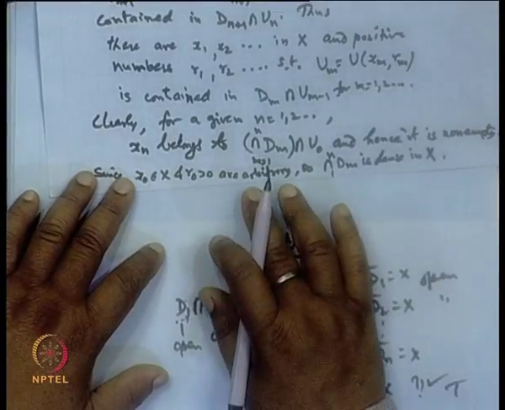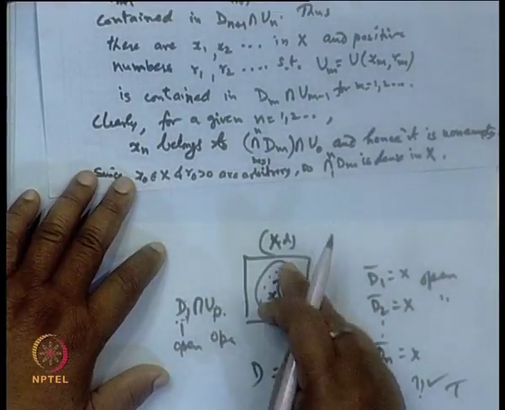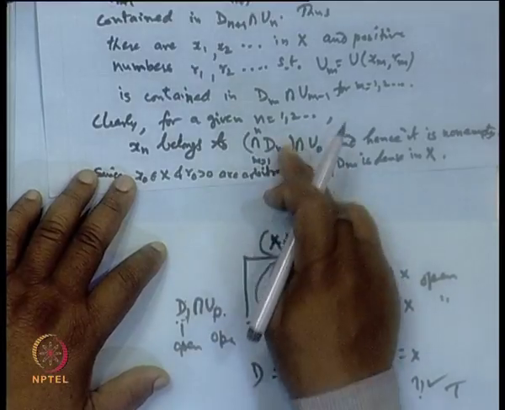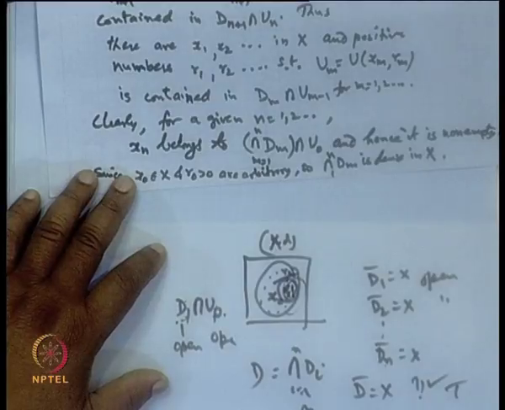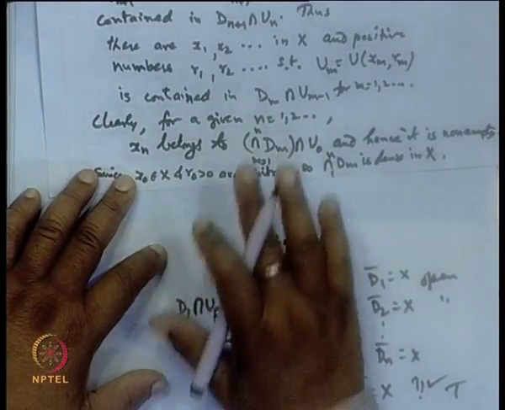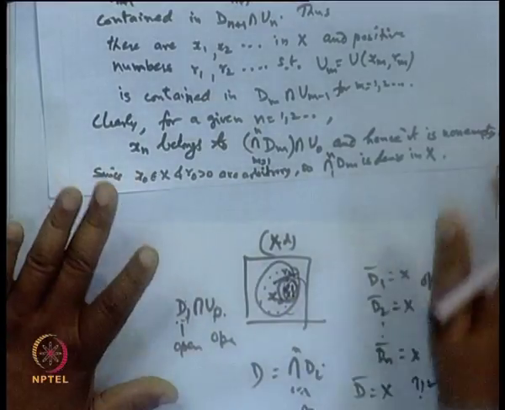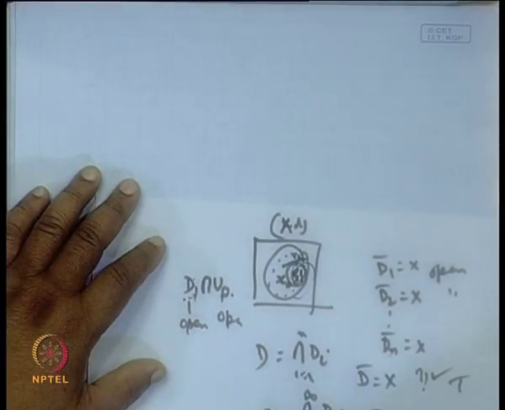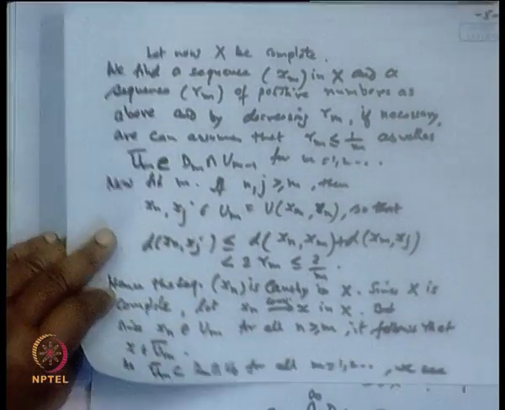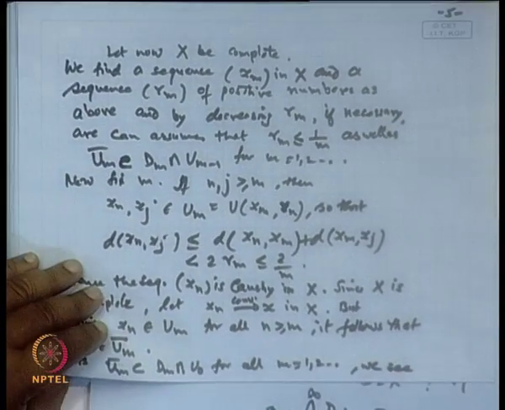So, whether x is complete or incomplete, we get that the intersection of the dense open sets will remain dense. Okay? That is clear. In case x is a complete space, then even an arbitrary intersection of the dense open sets will be dense. So, this we have seen.